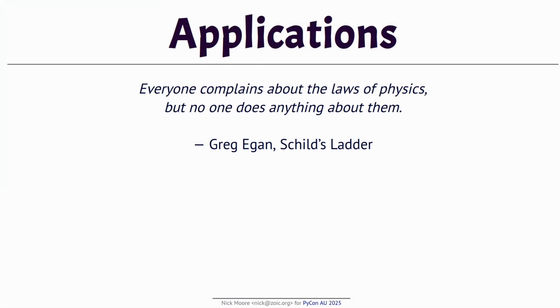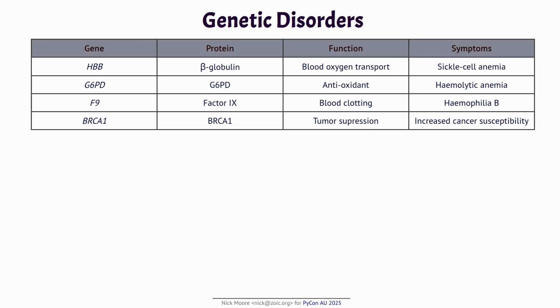All right, applications. Biology is really cool, but it's awesome that we can actually do cool things with it. For example, we can look at genetic disorders, right? So there are various genes. If that gene doesn't work as well as it should, you may have various problems with that function in your body. So for example, G6PD is an antioxidant.